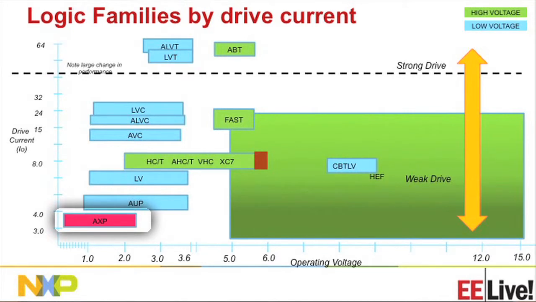Our latest logic family is AXP, as I mentioned. We launched this like 6 months ago. The output drive is limited to 4 milliamps, but it operates down to 0.8 volts. So it's more suitable for newer applications, portable applications like smartphones, tablets, etc.